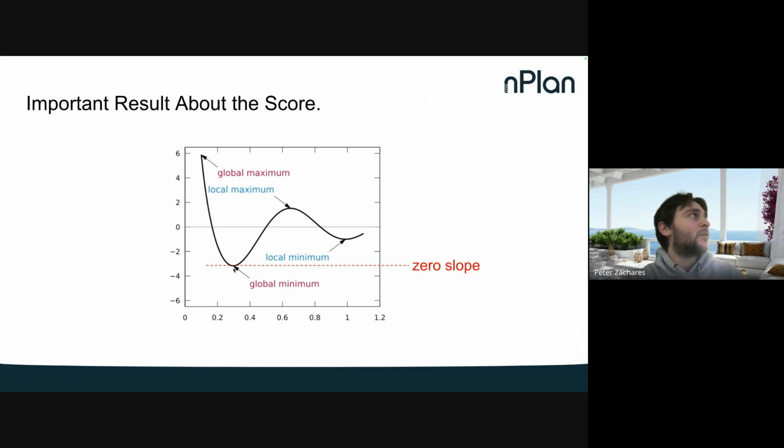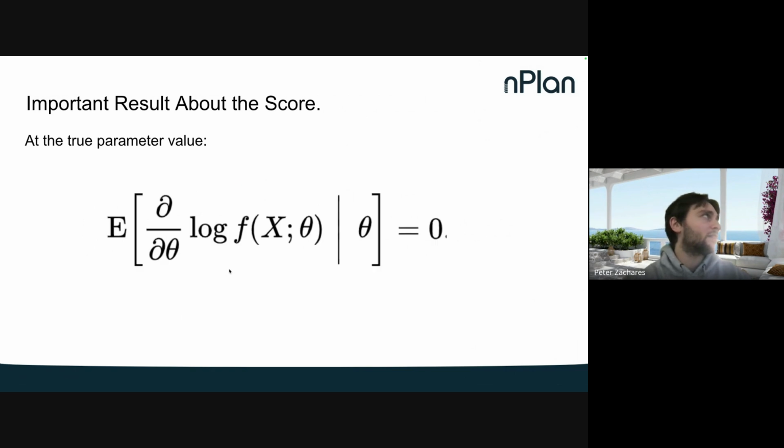So when you get to that point, the slope should be 0, and the scoring function is literally a derivative, or a gradient if theta is more than one value. So it's saying, okay, when you're estimating the gradient at the true value, it should be 0 because it's the best value for the log likelihood and the likelihood. So that makes sense to me.